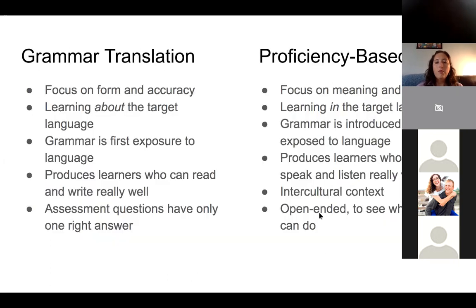So, my examples from both of these: I was taught with grammar translation. Then, once I noticed the difference when I did some immersion activities for myself, I noticed that speaking is way more practical for my students. And so I switched to proficiency-based learning.